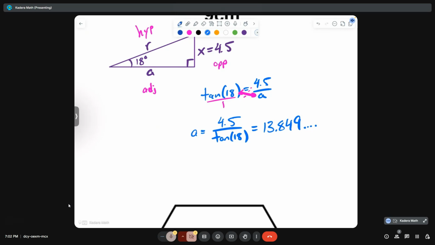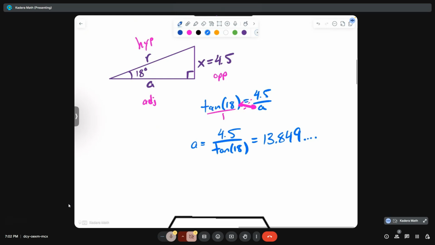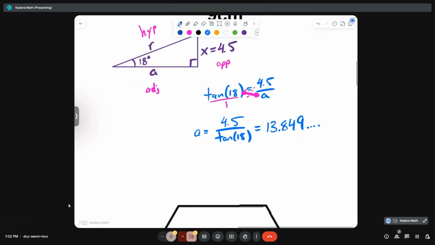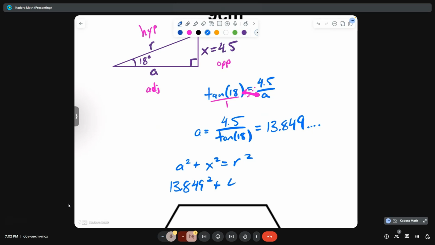So we have our apothem length, we have our x length, so we have our base and height of a triangle. We could actually find the area of this polygon at this point. The sidebar does ask for a radius length. So at this point, we can say a squared plus x squared equals r squared. And if we plug all that stuff in, this is the 13.849 squared plus 4.5 squared equals r squared.